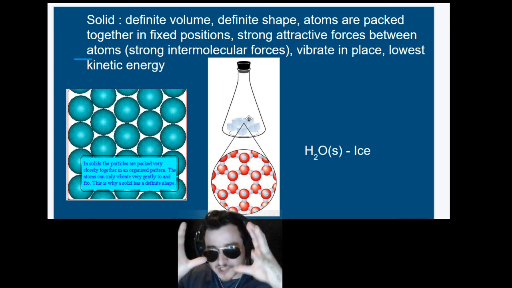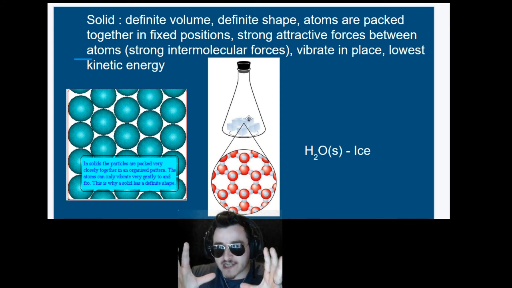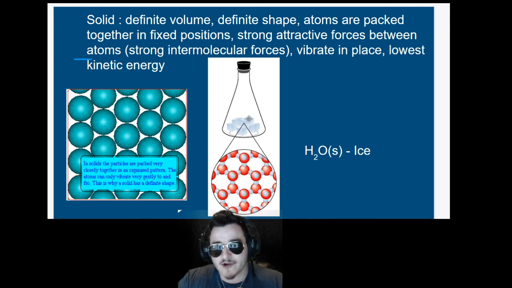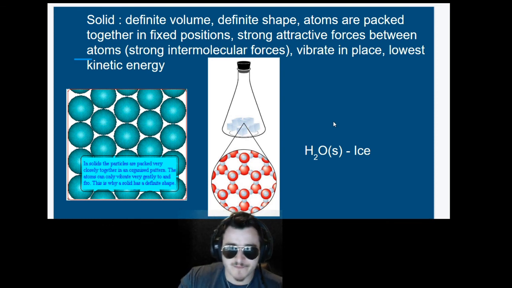So we start with a zoomed in picture on these ice cubes, and you can see all these molecules densely packed together, little pockets of air in between all the molecules, but definitely stuck in their place. Okay? H2O. We're going to be using this similar terminology for solids, liquids, and gases. Solid has a definite volume and a definite shape.